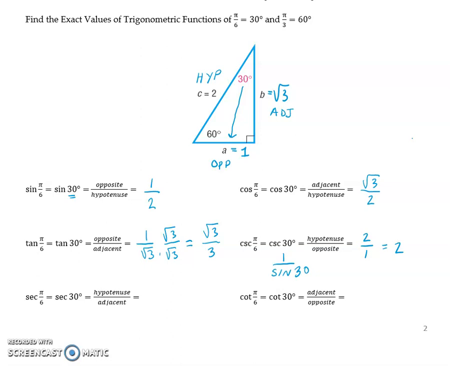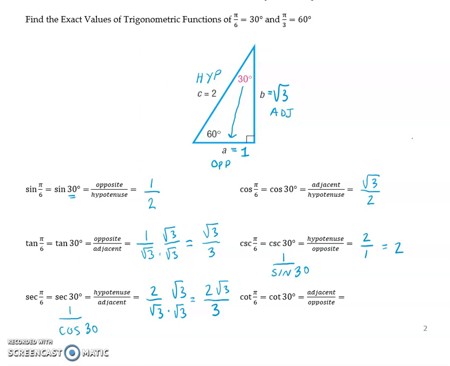Secant of 30 is the same thing as 1 over cosine of 30. So this is going to give us a positive 2 on top, a radical 3 on the bottom. And let's go ahead and rationalize this one as well. We're going to multiply top and bottom by radical 3. That's going to give us 2 radical 3 over 3.